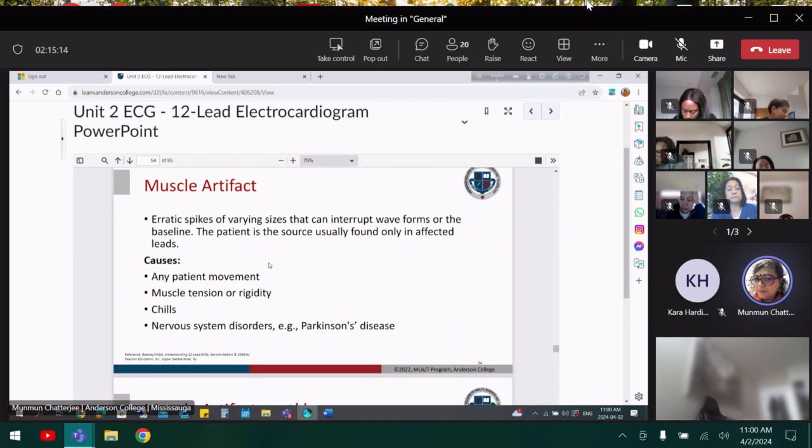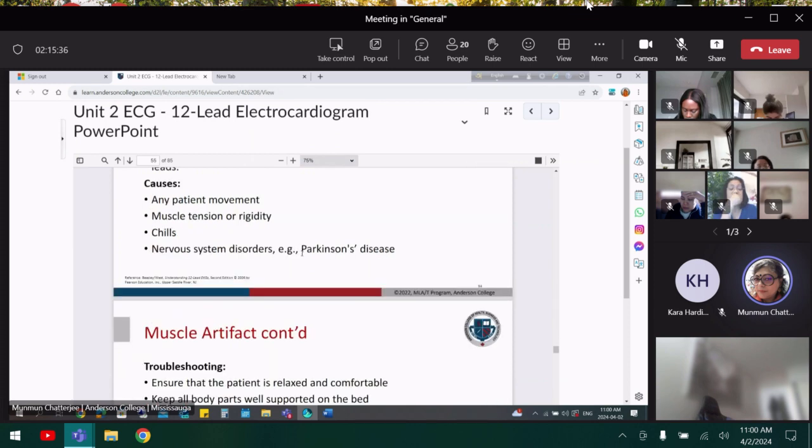What are the causes? Any patient movement, muscle tension or rigidity, if the patient has chills, or any nervous disorders like Parkinson's, where you can mainly see the somatic tremors. Patients who are shivering or always moving. So these are the causes. It can show up as a muscle artifact in the ECG.